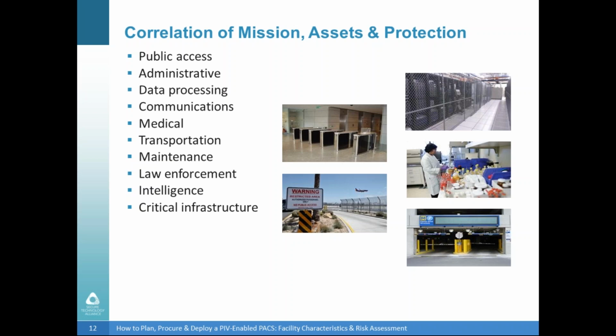Transportation and maintenance facilities may house vehicles or equipment, adding a potential variety of access points such as driveways or fence gates, as well as areas of separation to be considered, areas such as storage lots, equipment depots, etc. Law enforcement or intelligence agencies are likely going to require higher levels of protection due to the nature of their business. Next slide, please.